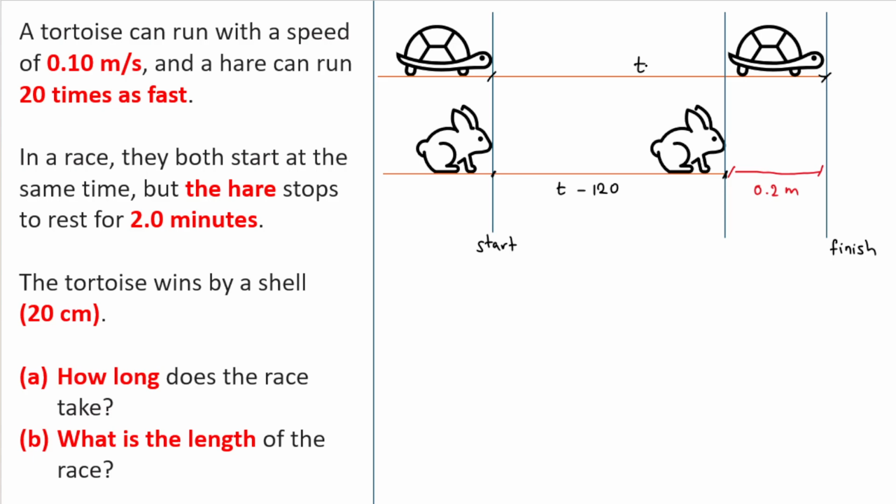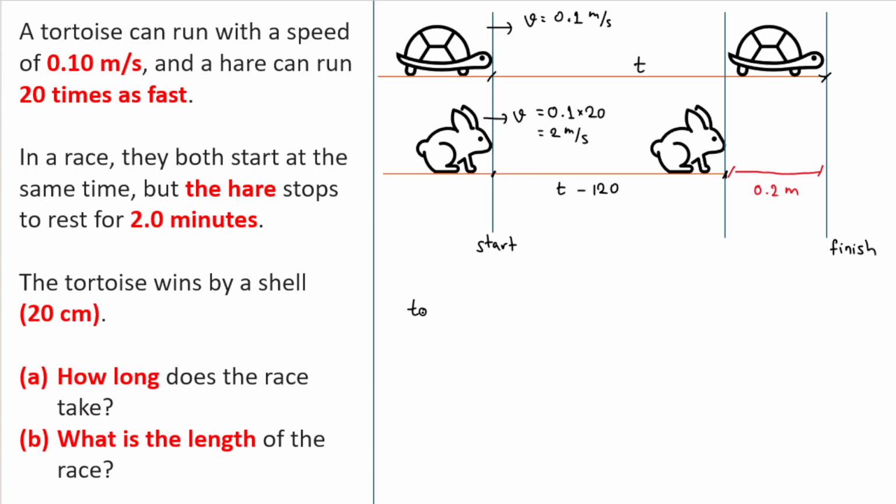And then what else do we have here? This tortoise can run with a speed of 0.10. So the speed of the tortoise, v, is 0.10 meter per second. And then the hare is 20 times as fast, so the speed of the hare is 0.1 multiplied by 20, which is 2 meter per second. But this all will be very confusing, so let's recap that into a table.